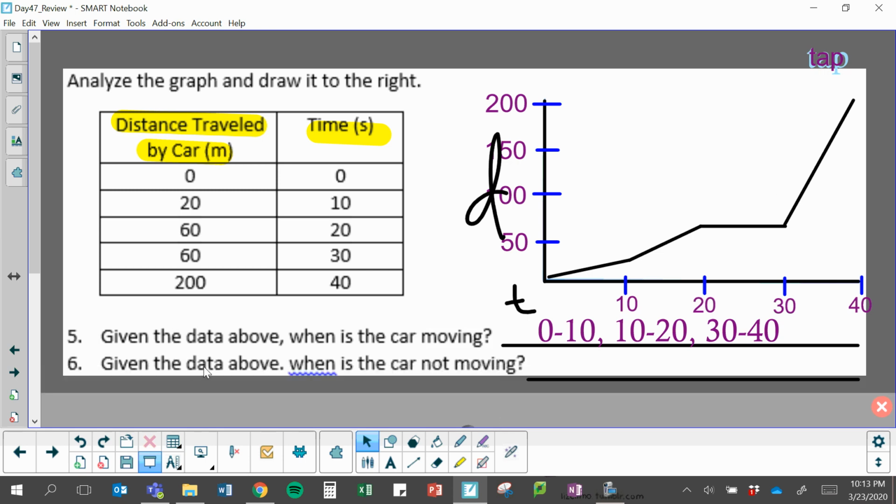Our next question: when is the car not moving? That's going to be where our line is flat. We have a 0 slope because that's telling us our velocity is 0. This is also telling us that we're at 60 meters, still at 60 meters. Nothing has changed, so our distance is the same. From 20 to 30 seconds, the distance is the same, so it's not moving.